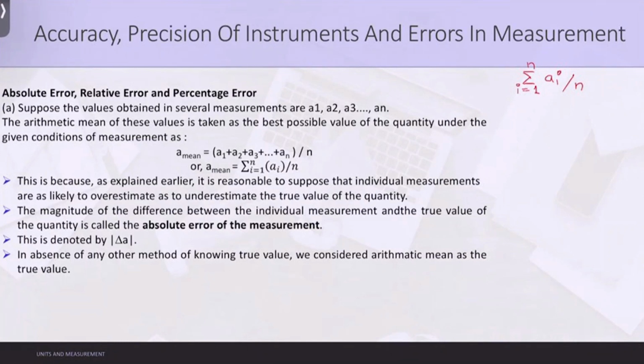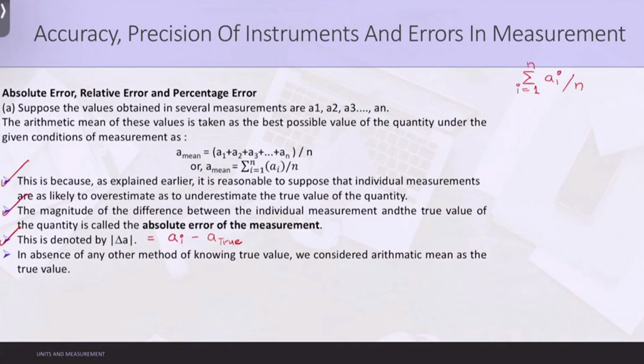Okay. This is because, as explained earlier, it is reasonable to suppose that individual measurements are as likely to overestimate as to underestimate the true value of the quantity. So they are just trying to make you understand the advantage of using a mean value, which we understood in the previous point. Okay. The magnitude of the difference between the individual measurement and the true value of the quantity is called the absolute error of the measurement. Okay. So this is, remember, delta A i. So this absolute error is nothing but equal to your ai minus A true.